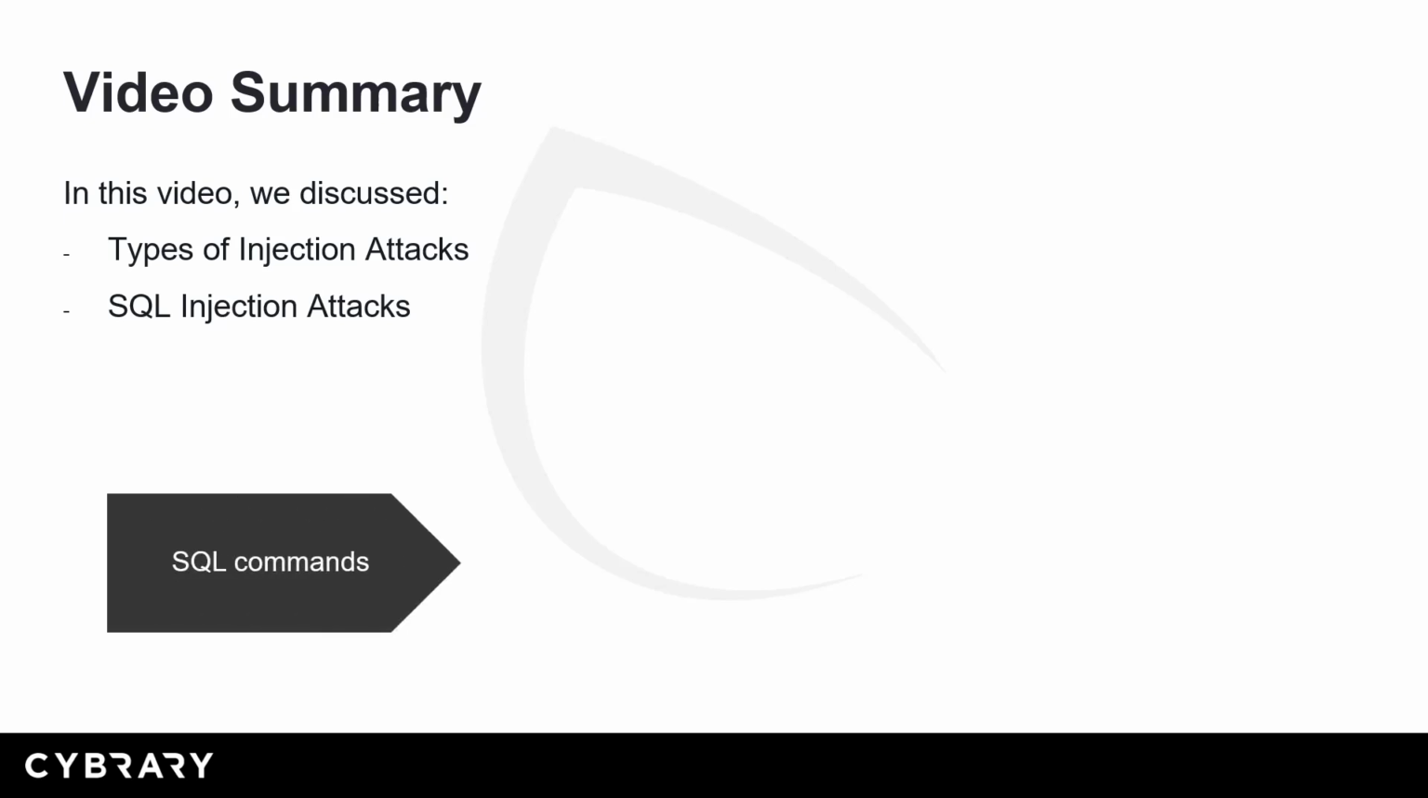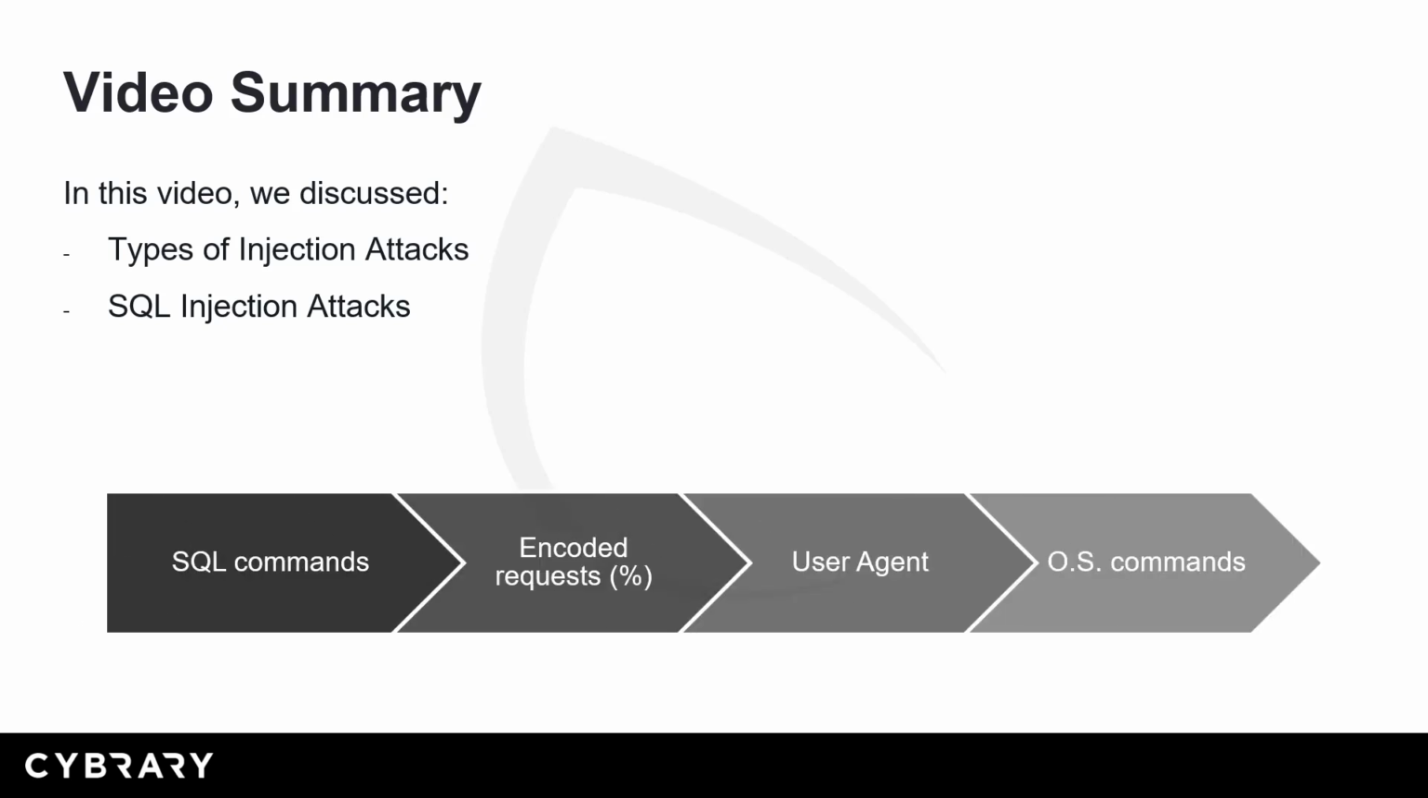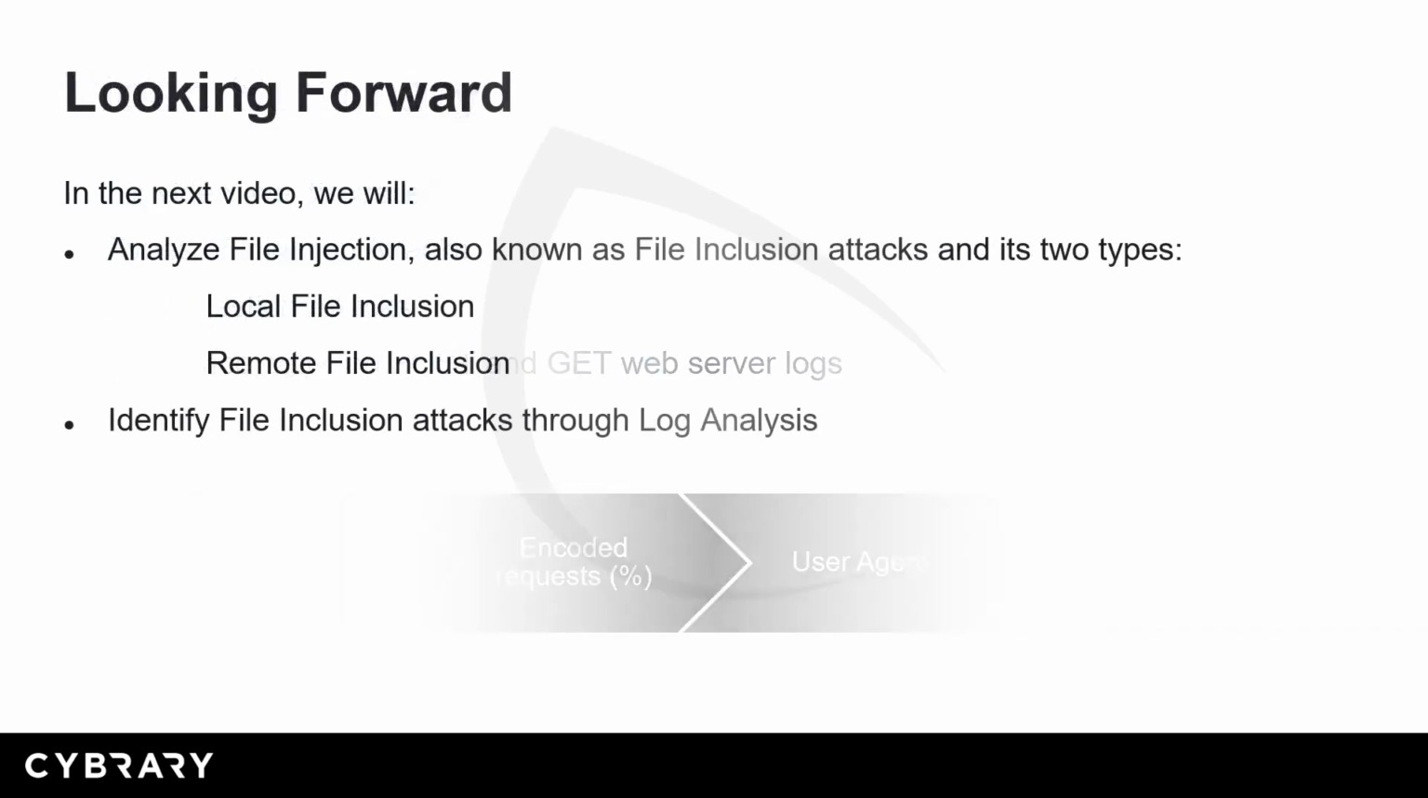Video summary. In this video, we talked about the type of injection attacks, SQL injection attacks, and some directions to identify SQL injection attacks in the web server logs, like SQL comments, encoded requests, user agent, and operating system comments. After, we showed the difference between POST and GET requests, showing an example of a packet capture with an SQL injection attack. In the next video, we'll keep talking about injection attacks. We'll discuss file injection, or file inclusion, and the 2 types of inclusion, local and remote file inclusion.